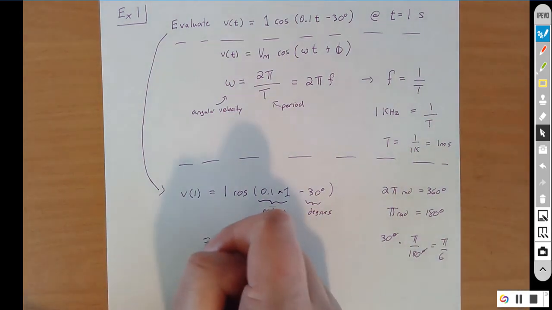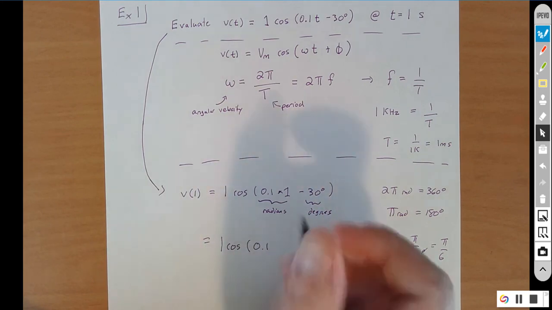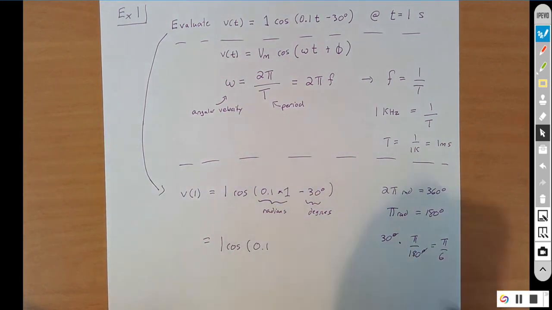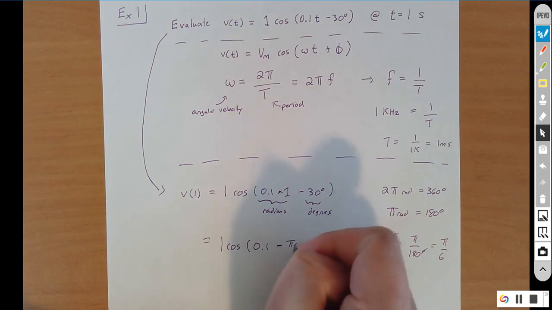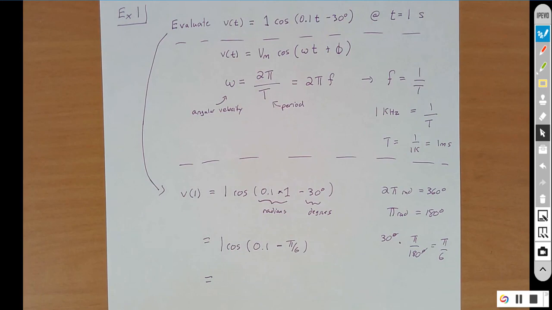Then I can reevaluate this as 1 cosine 0.1 times 1, which is 0.1. And don't forget our negative sign here, minus pi over 6. When you plug that into your calculator, make sure you're in radians mode, you should get 0.9116 volts.